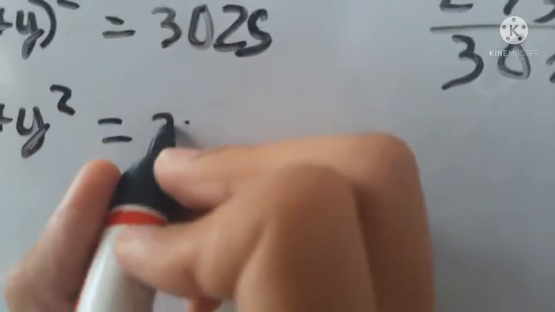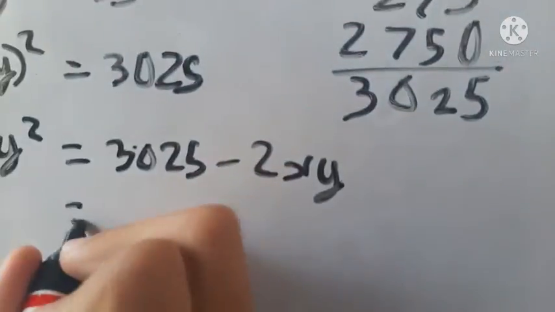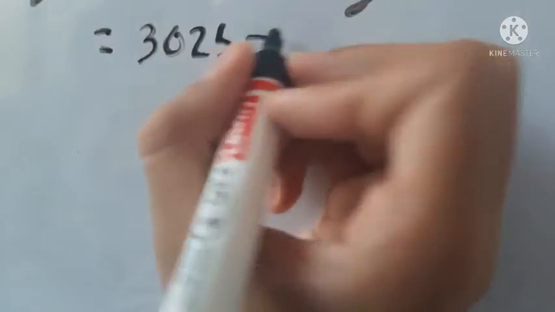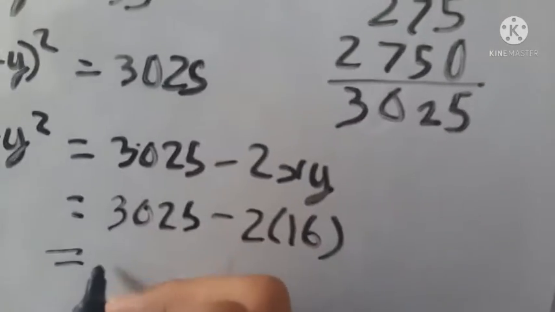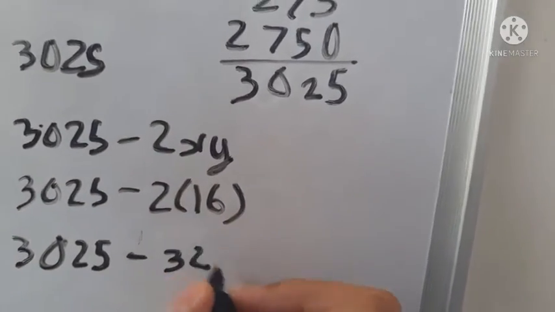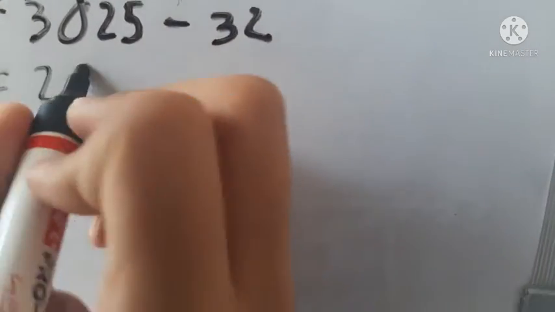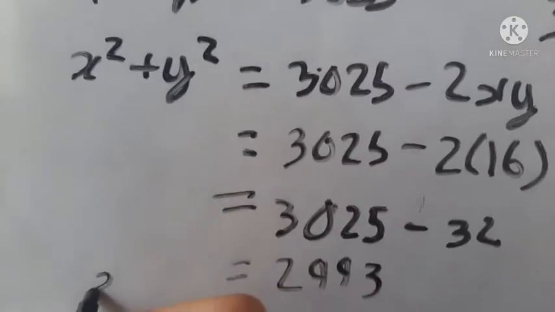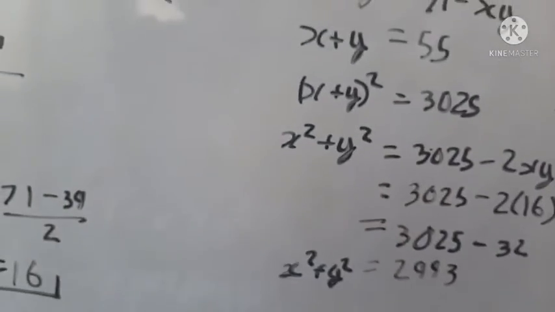x squared plus y squared is 3025 minus 2xy. Now xy is 16, so this is 3025 minus 2 times 16, which is 32. So 3025 minus 32 is 2993. Does that make sense? That's x squared plus y squared. Those are the two solutions.